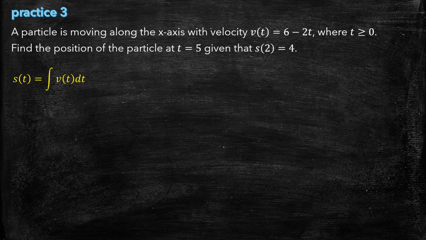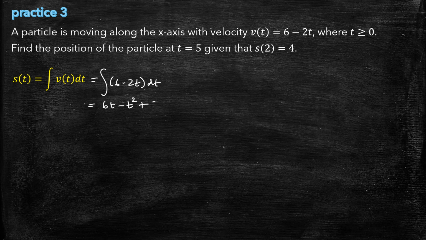So here is the antiderivative formula. The position will be the antiderivative of the velocity. And in this case, we have 6 minus 2t dt. So we'll take the antiderivative, and that would be 6t minus t squared.